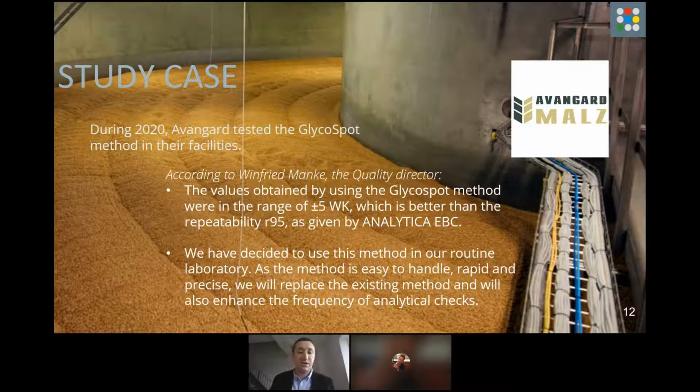Another sentence he said, "We have decided to use this method in our routine laboratory. As the method is easy to handle, rapid and precise, we will replace the existing method and will also enhance the frequency of analytical checks."